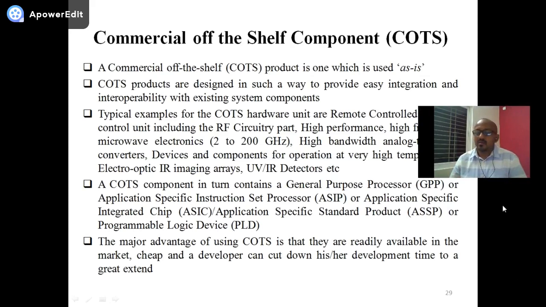And the major drawback of COTS is that if the vendor designed for a specific component, and you are building 1000 units, and in between he stops manufacturing, then it becomes a problem for you. That is the only major drawback of COTS.